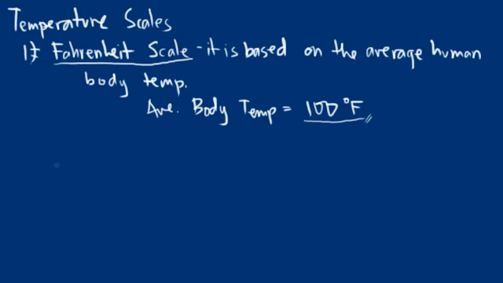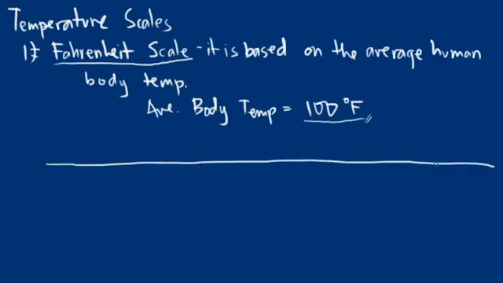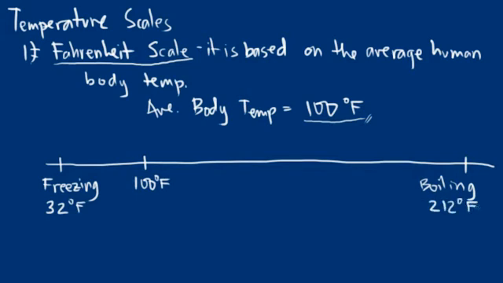Let's say we draw a number line over here. We have the human body temperature, which is about 100 degrees Fahrenheit. Using that as the basis, according to Fahrenheit, the freezing point of water is about 32 degrees Fahrenheit, and the boiling point of water is 212 degrees Fahrenheit. That's how Fahrenheit came up with a scale: he used the human body as the basis for the scale.